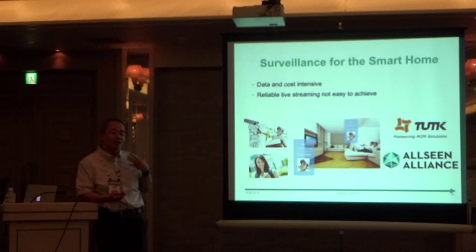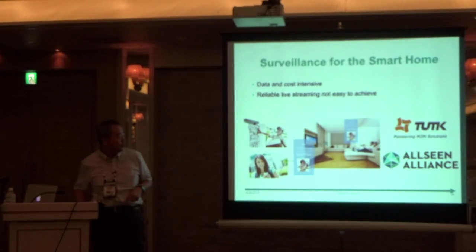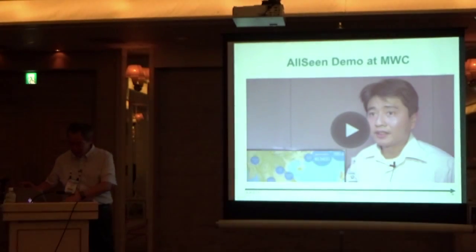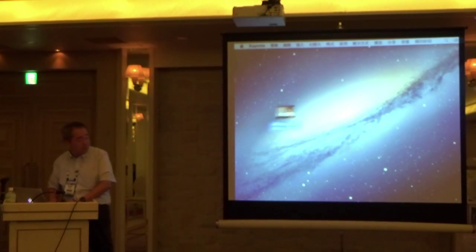Imagine that you are in your living room watching TV and someone presses the door button. You receive a notification on your smart TV, and then you can decide whether you want to pull the video streaming from the camera on the front door to see who's knocking. This is a simple concept of how we set up this scenario. I'm going to show a simple video, which was actually recorded at MWC by AllSeen. Let me see if I can play it.